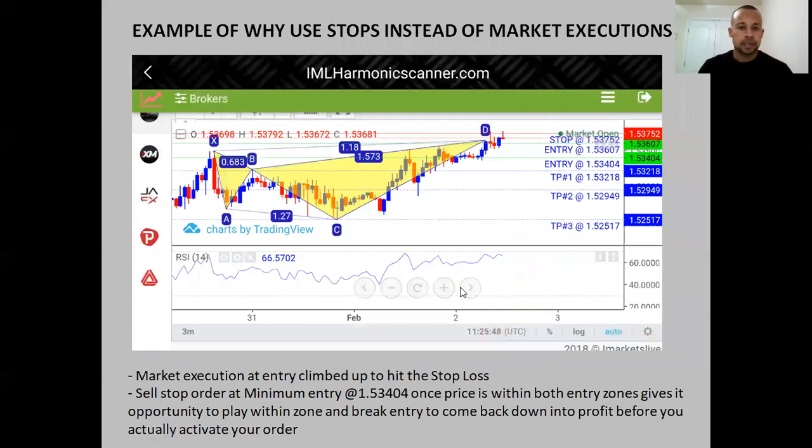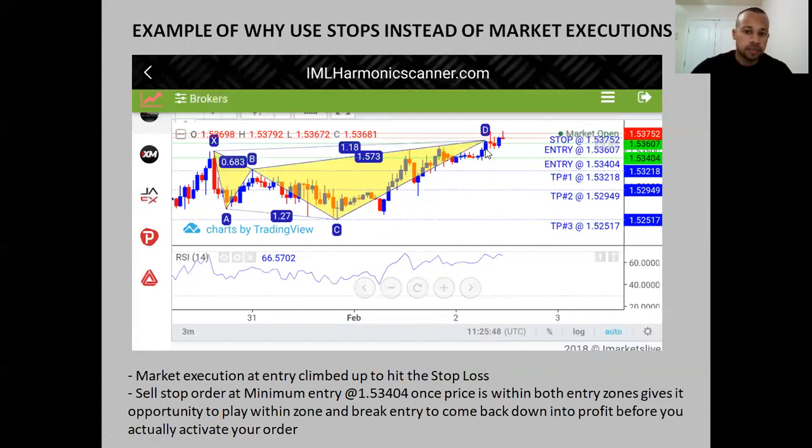All right, so this is the Harmonic scanner based off the web version. Wanted to give you an example. So this is one of the prime examples that I wanted to show of why I would rather do stops than market executions. Normally, how they explain on some of the videos, once you hit that first entry zone here, a lot of people rush into these trades. They do a market execution saying, okay, it's going to come back down, so let's sell now within the entry.